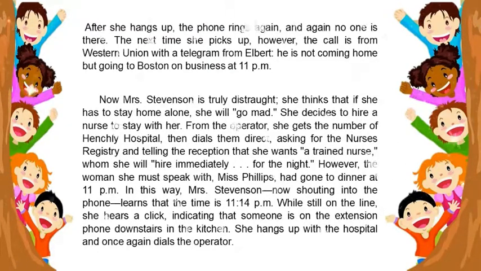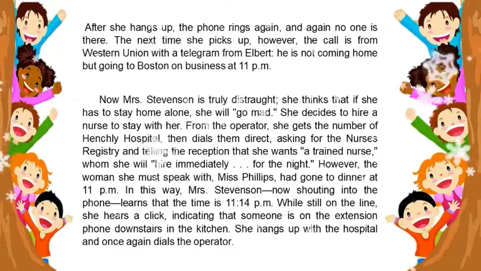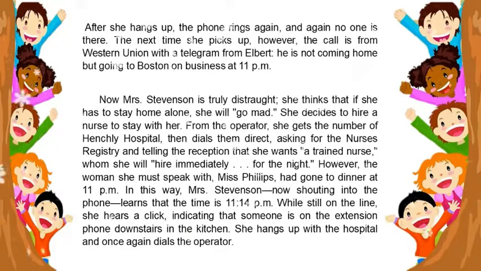From the operator, she gets the number of Henshaw Hospital, then dials them direct, asking for the nurse's registry and telling the receptionist that she wants a trained nurse whom she will hire immediately for the night. However, the woman she must speak with, Miss Phillips, had gone to dinner. In this way, Mrs. Stevenson, now shouting into the phone, learns that the time is 11:14 p.m. While still on the line, she hears a click indicating that someone is on the extension phone downstairs in the kitchen. She hangs up with the hospital and once again dials the operator.